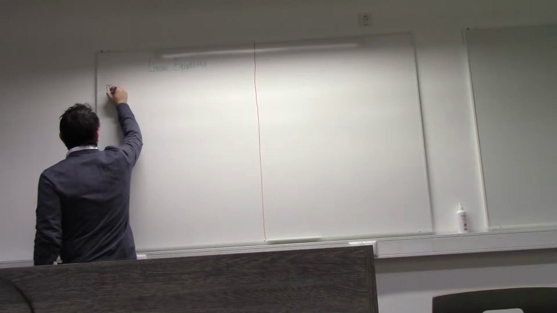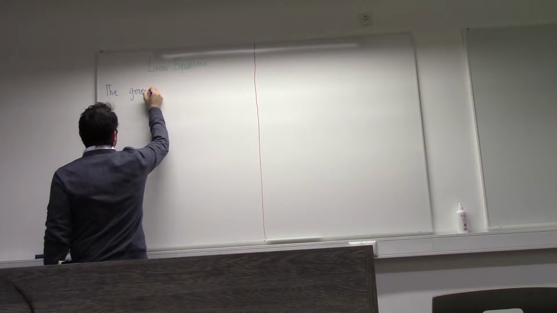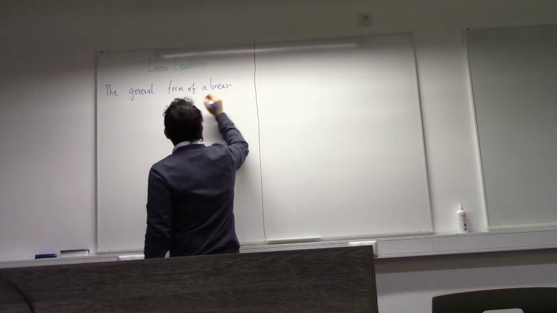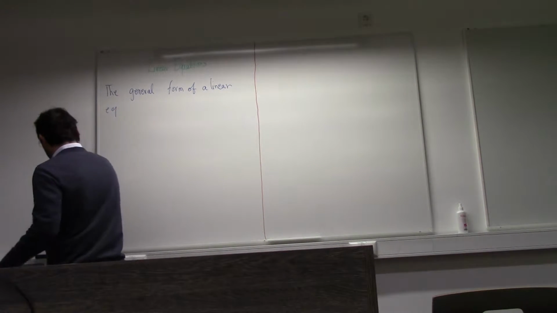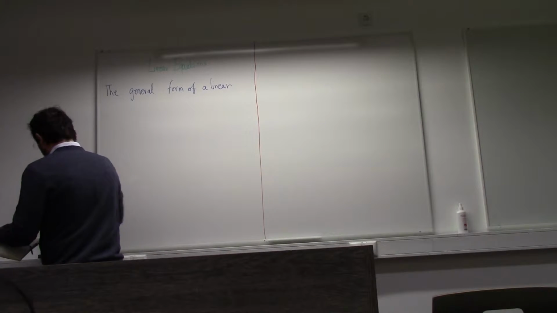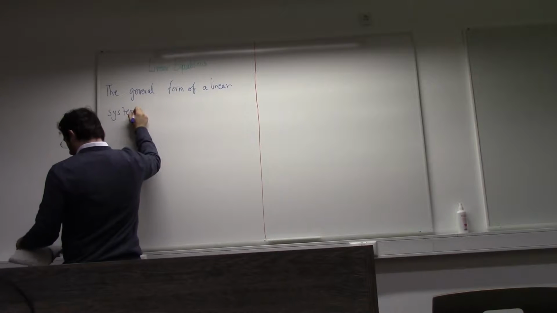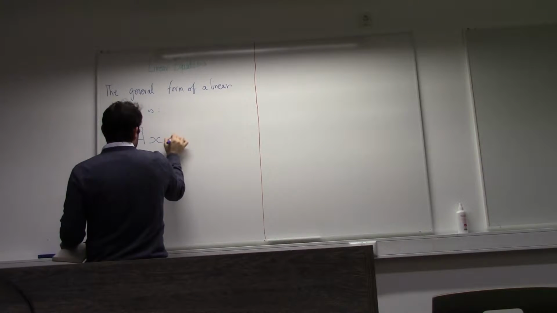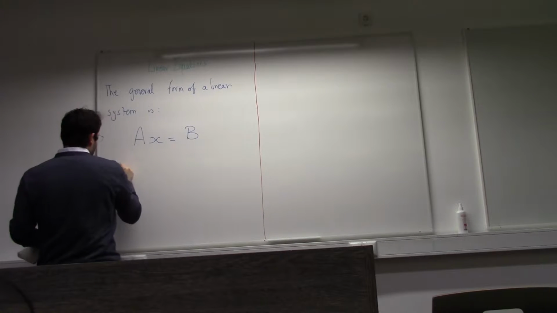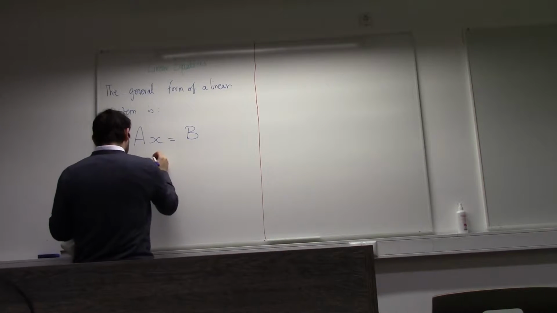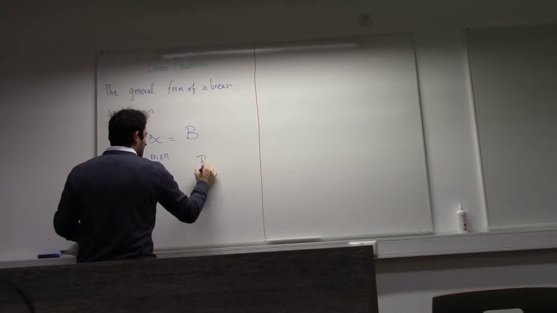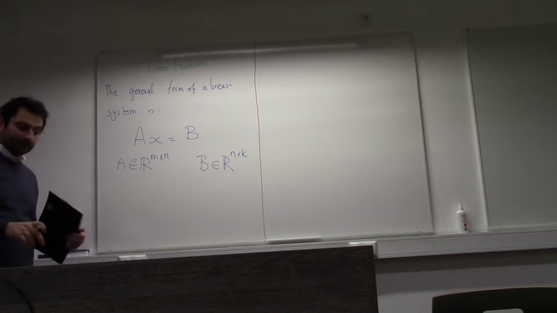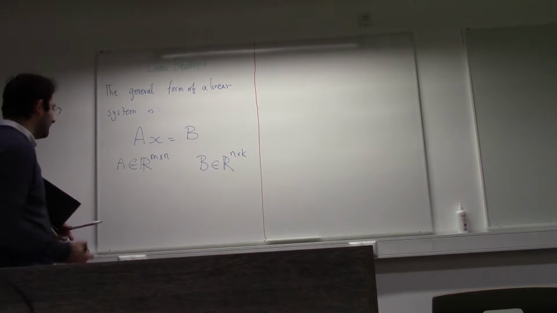The general form of a linear equation, a linear system, is Ax is equal to B, where A belongs to R n by n, and B belongs to R n by k. And we have a theorem.